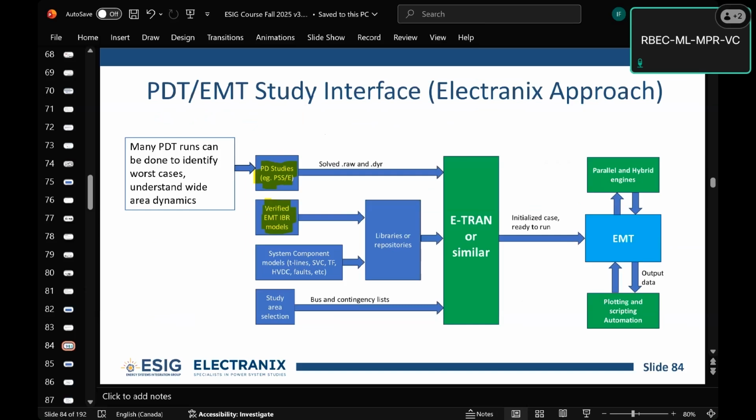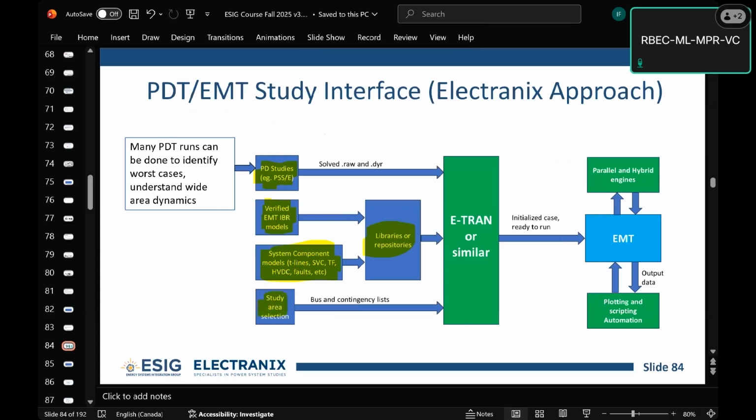So that's an input. You need to model all of your system components. So transmission lines, transformers, synchronous machines, HVDC, faults, monitoring, all of that. These models all go into what I was talking about. Libraries are basically organized into sort of readable libraries for our other tools.